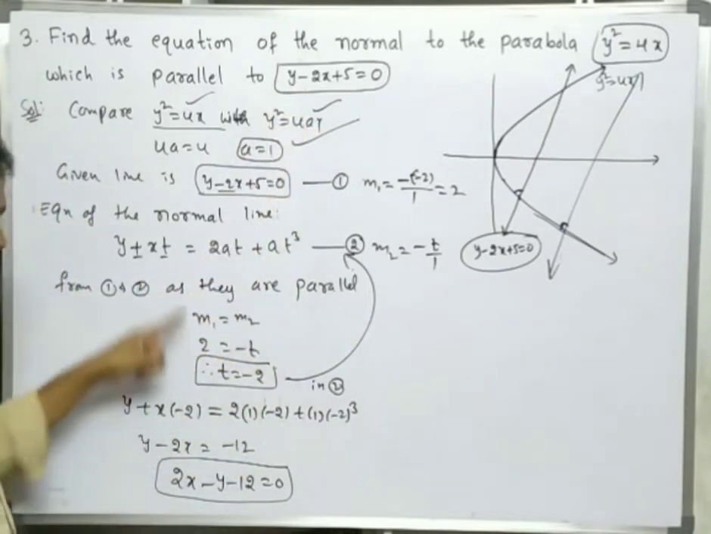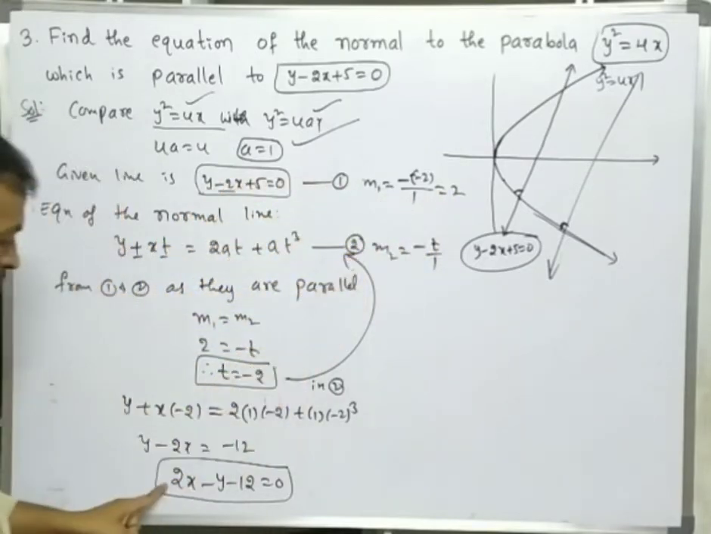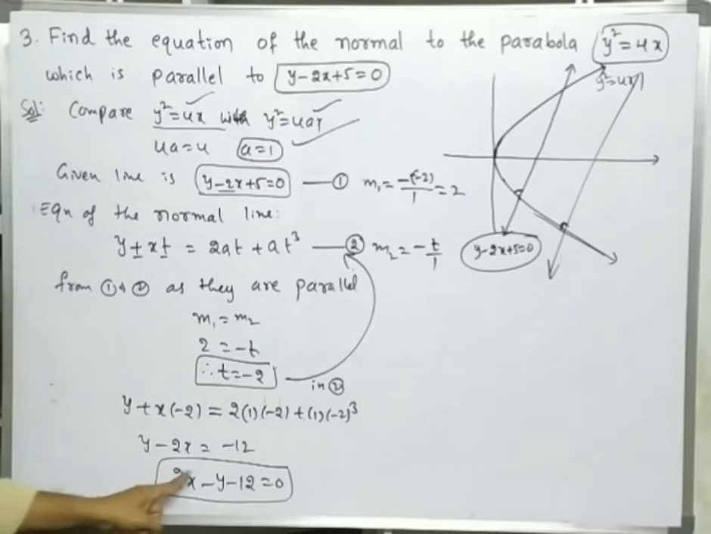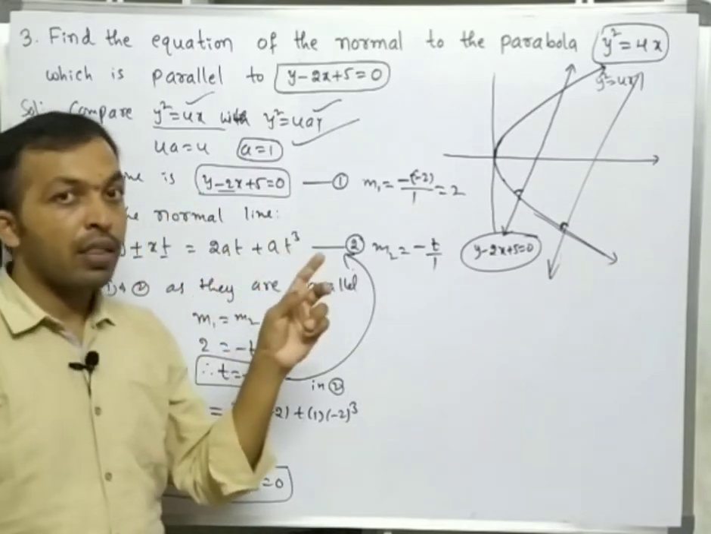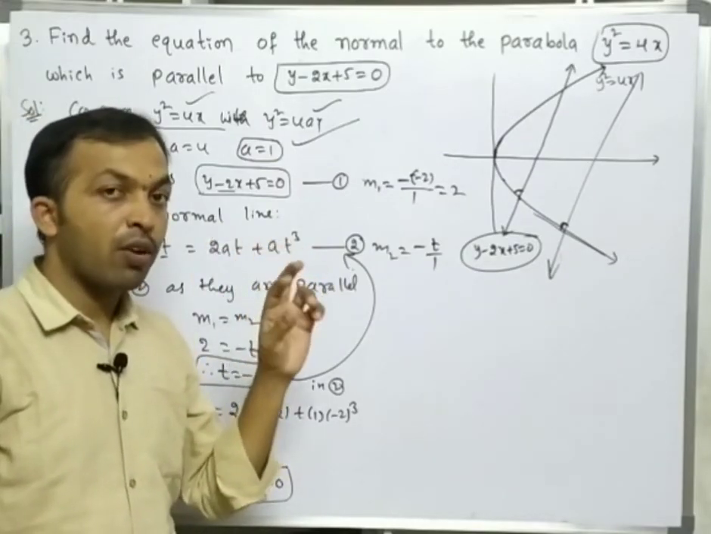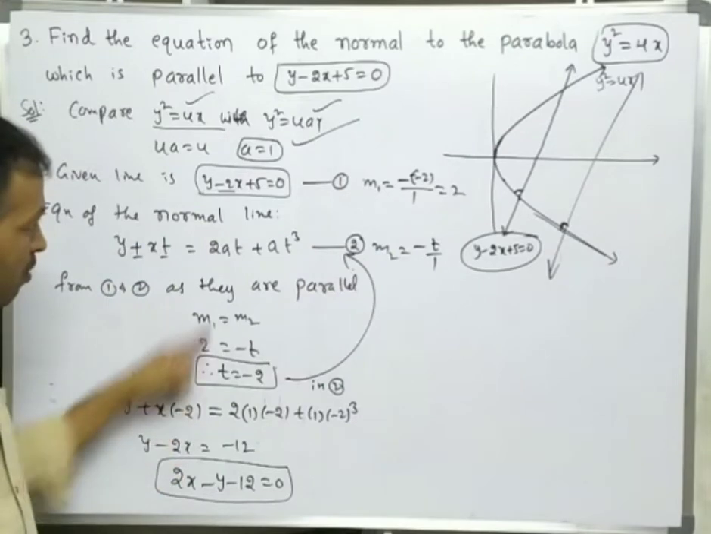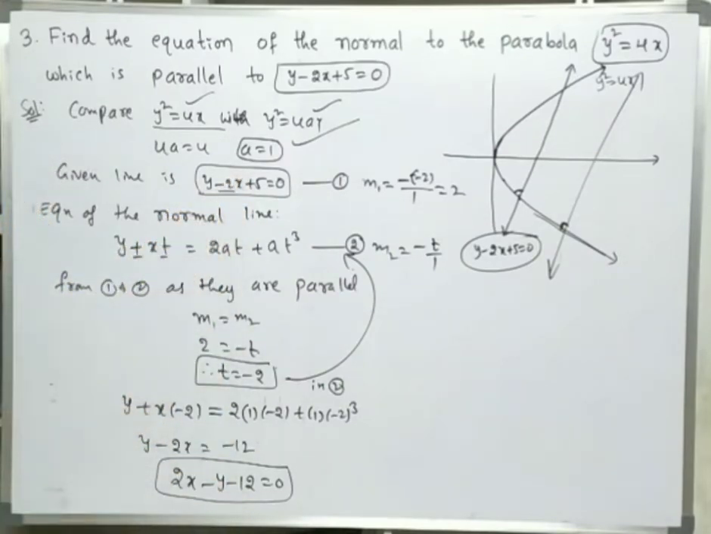So these two are parallel. The slope of this line is 2, and the slope of this line is also, minus x coefficient 2 by minus 1, that is 2. For two parallel lines the coefficients satisfy a1 by a2 is equal to b1 by b2, but not equal to c1 by c2. Two parallel equations differ by a constant. So that is the concept.